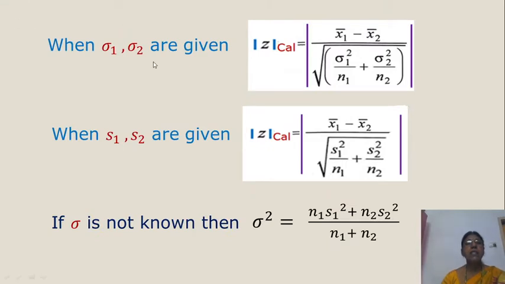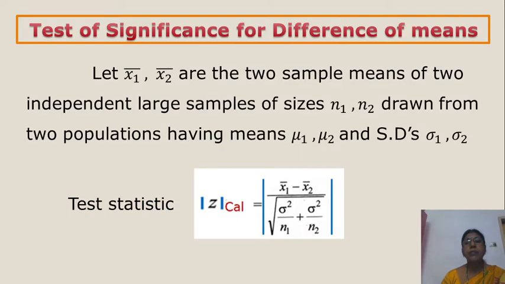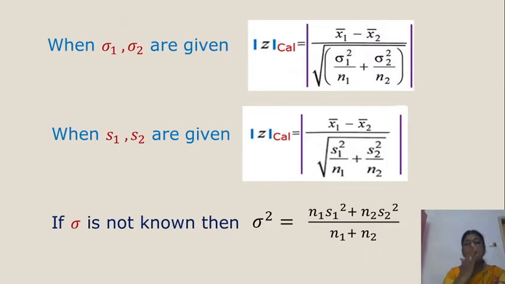This is when sigma 1, sigma 2 both are given; the previous problem is for only sigma given. Sigma is the SD of the population, and variance means sigma square. Suppose for the two samples, when sigma 1, sigma 2 are given, Z calculated value is equal to modulus of x1 bar minus x2 bar by root of sigma 1 square by n1 plus sigma 2 square by n2. Both sigma 1, sigma 2 are given.